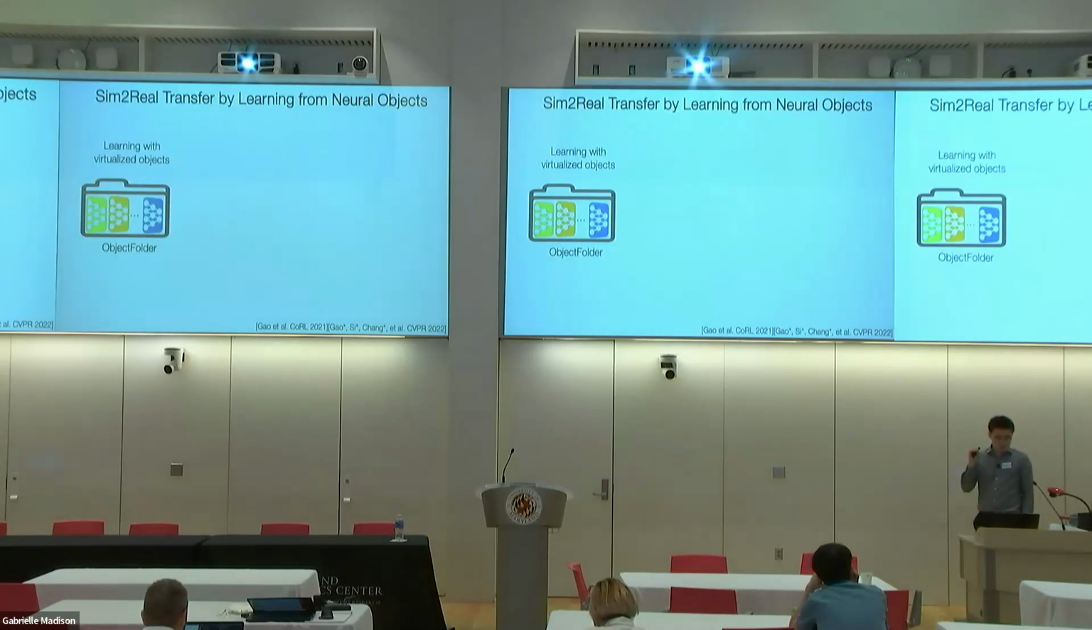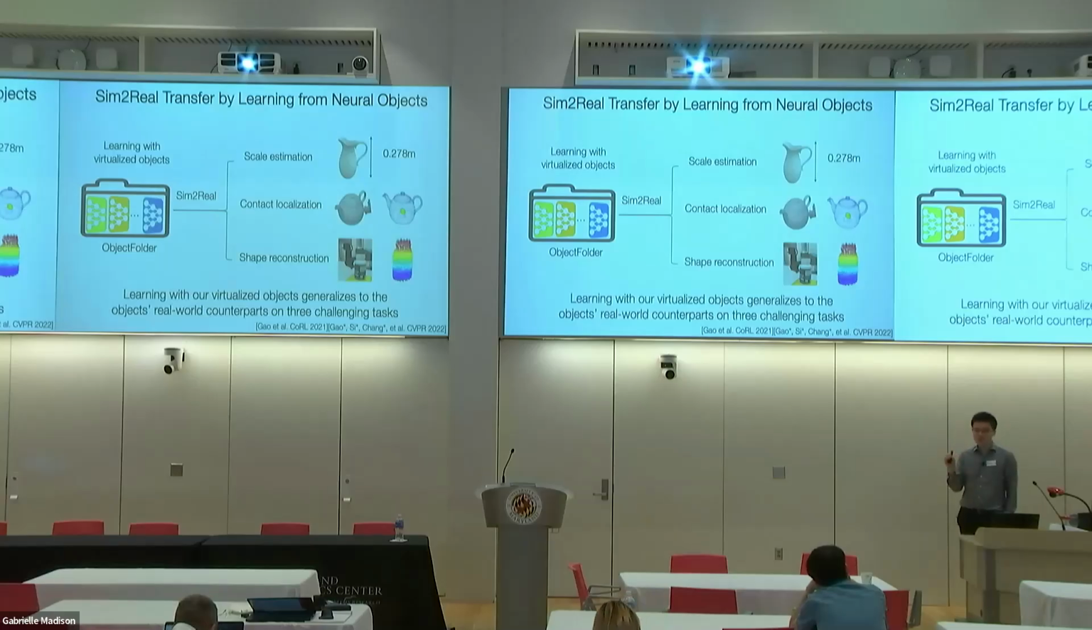If the multisensory simulation for these neural objects is realistic enough, then we can transfer the models learned on these virtual objects directly into the real world. And actually, we show that learning with our virtualized objects, we can generalize and transfer to the objects' real-world counterparts on three challenging tasks: scale estimation, contact localization, and shape reconstruction. I want to emphasize that we're only learning with these simulated virtualized objects, so we directly transfer to the objects' real-world counterparts.